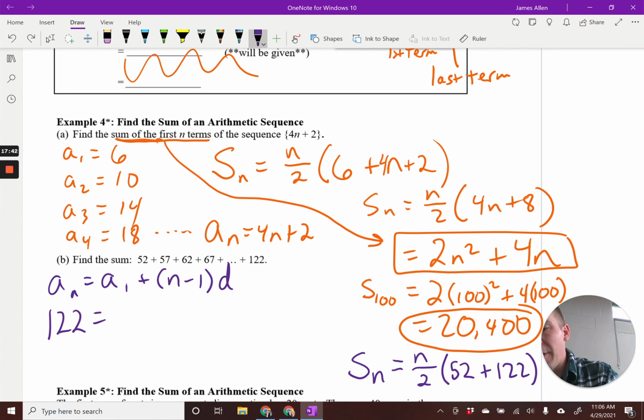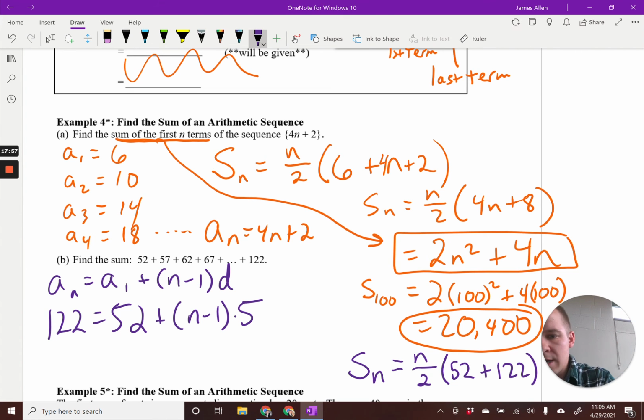All right. Well, a sub 1 is 52. 52 plus 5 gives me 57, plus 5 again gives me 62, plus 5 again gives me 67. So our common difference is 5. I've got everything that I need to solve this.